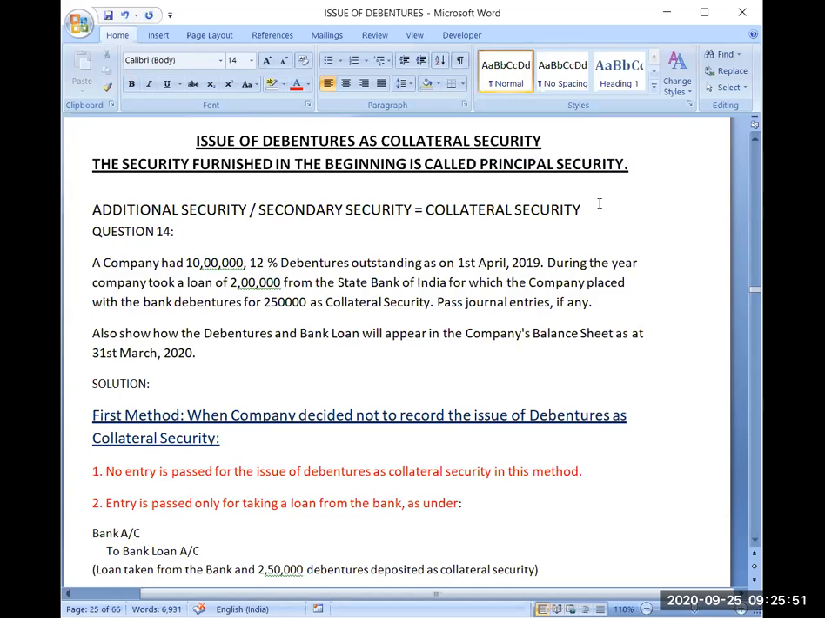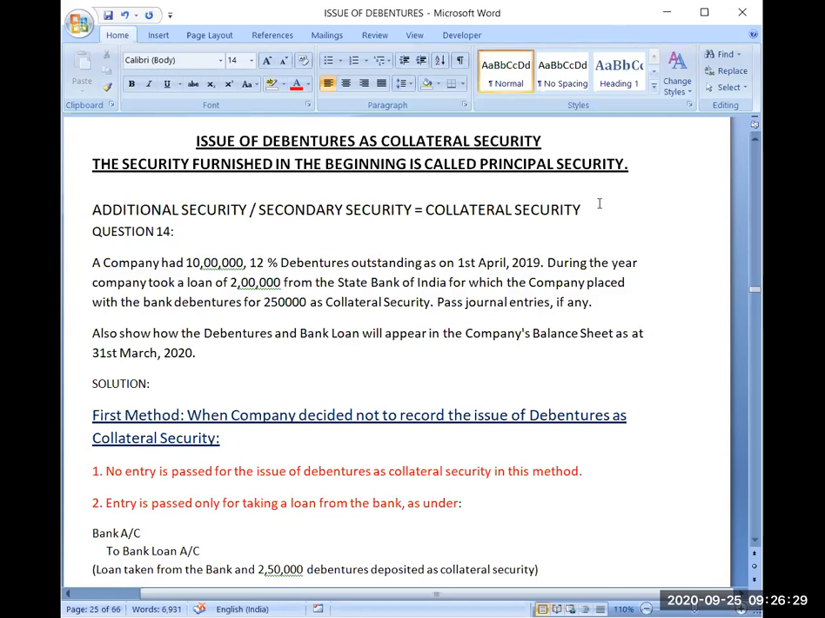So what we do, we are issuing them debentures as collateral security. But issue of debentures as collateral security doesn't mean that we have issued any sort of debentures. We have just handed over some debentures as security, so that if somehow our principal security is not enough to pay your loan, then these debentures will be treated as issued, not before that.